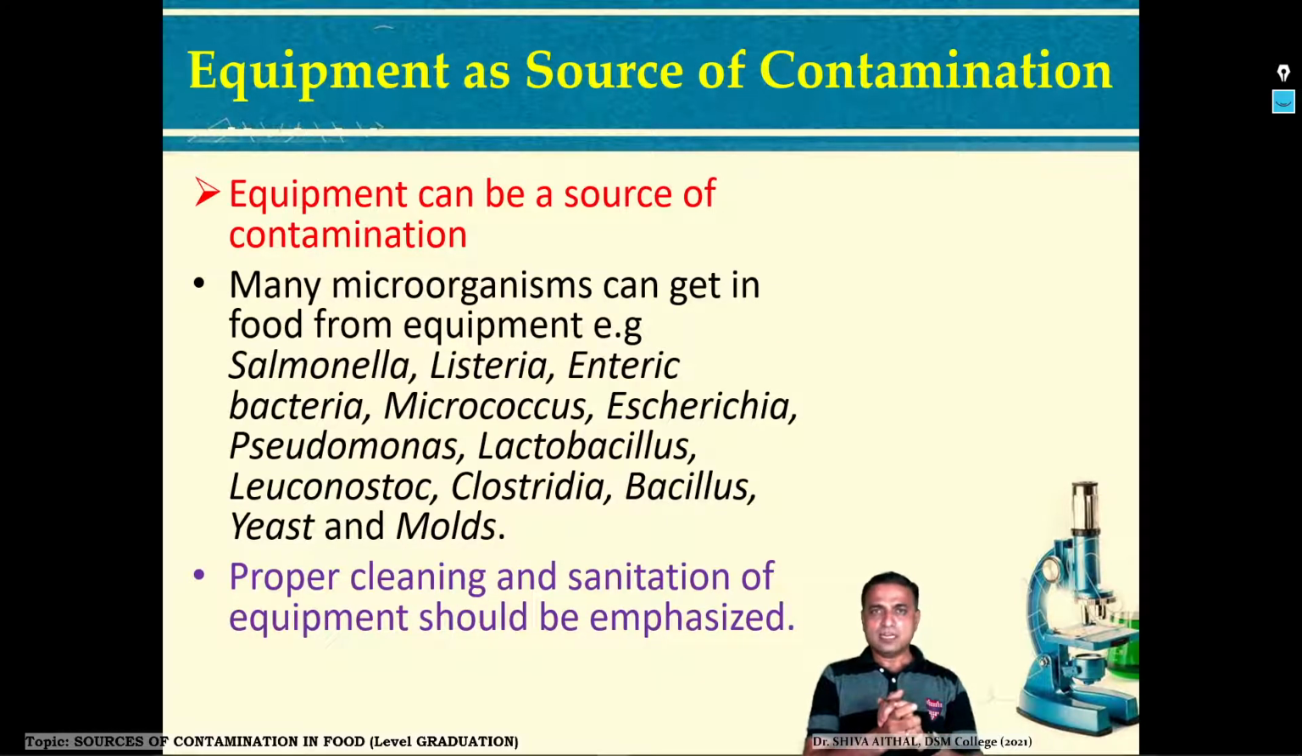Next source of contamination is the equipment itself. Equipments, utensils, cans, pouches, they all can be sources of contamination. Many microorganisms, they can get into food from equipments, and these organisms include Salmonella, Listeria, enteric bacteria, Micrococcus, Escherichia, Pseudomonas, Lactobacillus, Leuconostoc, Clostridia, Bacillus, yeast and molds. See, these are repeating again and again.